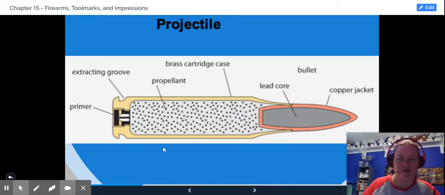Okay, so here you have the bullet, which has a lead core and a copper jacket, the brass cartridge case, which contains the propellant, the extracting groove to help with extracting the spent case, and the primer right here. When the firing pin hits it, it causes the chain reaction, which expels the bullet from the cartridge case.